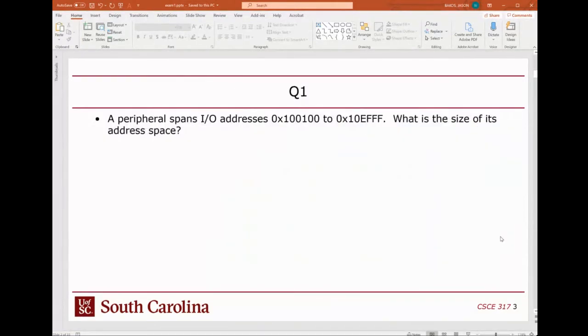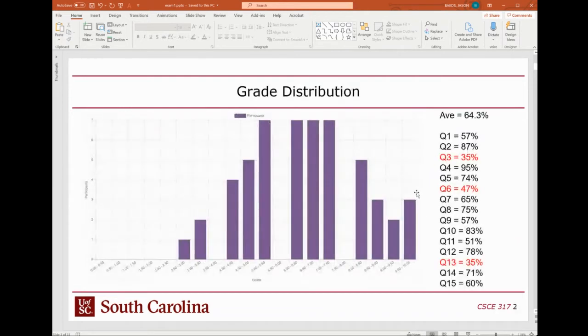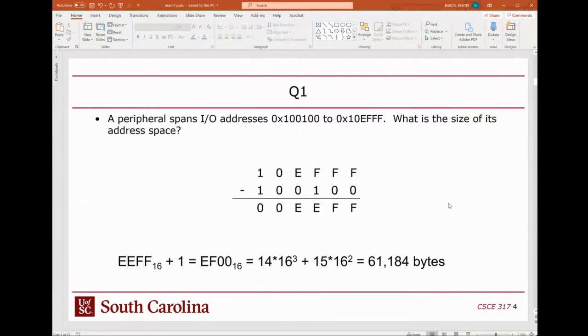Okay, so question 1 says that a peripheral spans I/O addresses 100,100 in hex to 10EFFF. What is the size of its address space? So this one was 57%. This question actually was kind of low, maybe because I didn't cover it very long. So how do you do this?